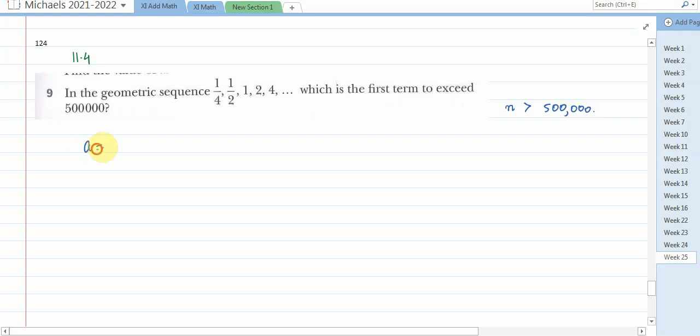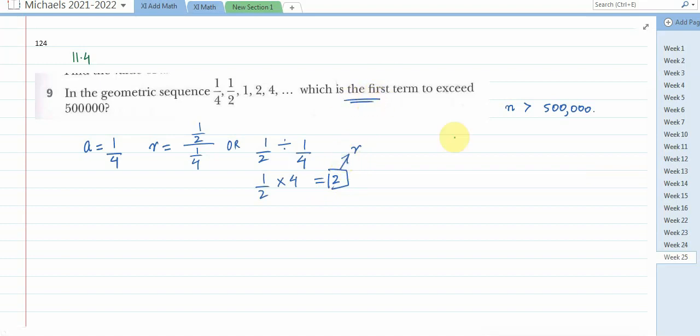So a is what? It's 1 over 4. Ratio you can find out, it will be 1 over 2 divided by 1 over 4. So when you simplify, you will get 1 over 2 times 4, which leads to 2. So that is the value of your common ratio, right? So we have the working formula for the nth term. It's Tn is equal to a r to the power n minus 1.